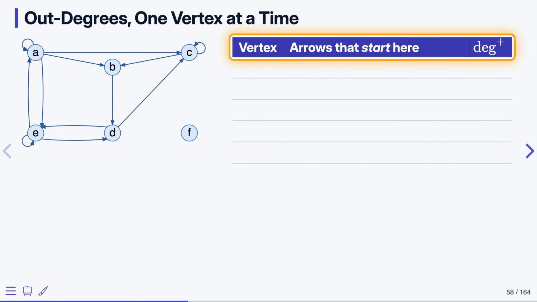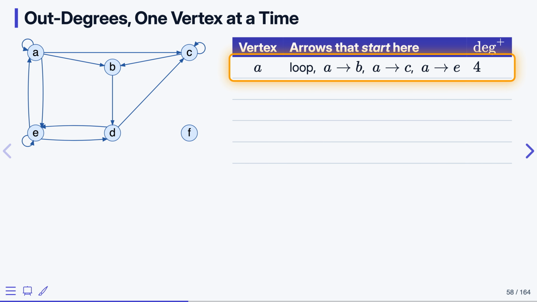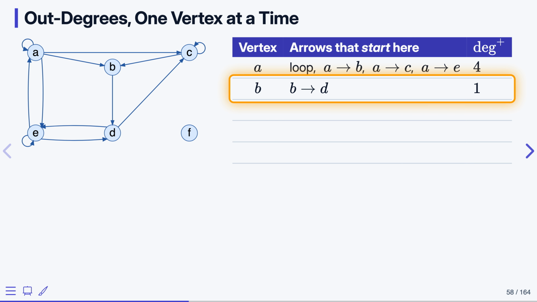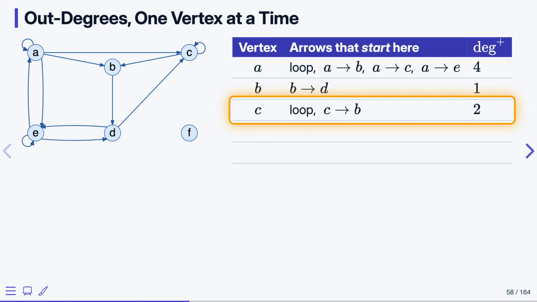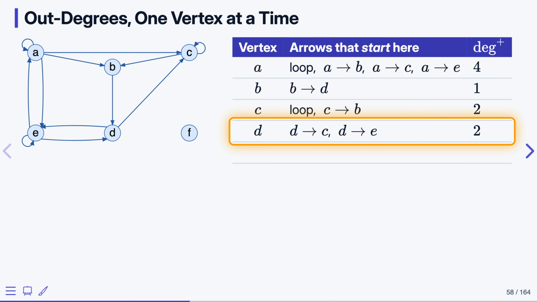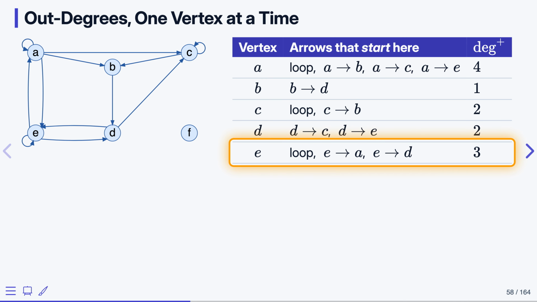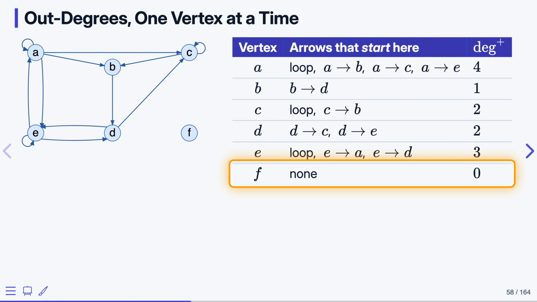Now the out-degrees. Same graph, but this time we look only at arrows whose tail sits at the vertex. Vertex A, the loop starts there, and 3 more arrows leave, to B, to C, and to E, out-degree 4. Vertex B, only 1 arrow leaves, to D, out-degree 1. Vertex C, the loop, and 1 arrow to B, out-degree 2. Vertex D, 2 leave, to C and to E, out-degree 2. Vertex E, the loop, and 2 more, to A and to D, out-degree 3. And F again has nothing, out-degree 0.